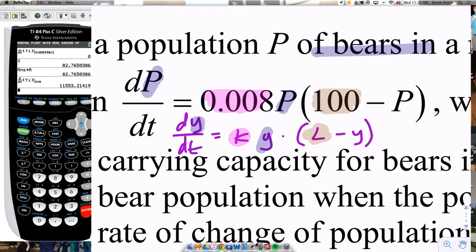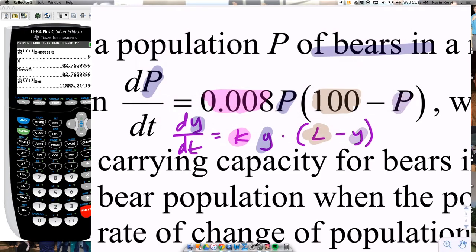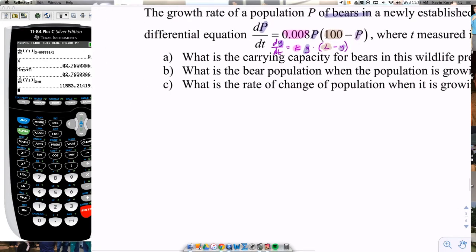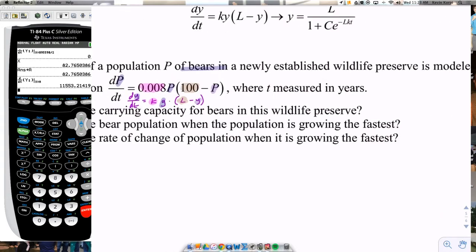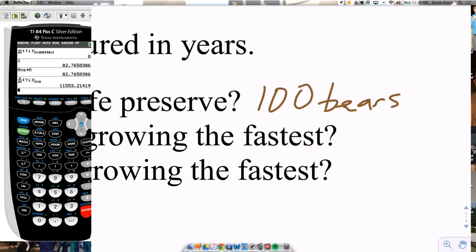So it does fit our model. Okay? So k is 0.008 and L is 100. All right. So let's look at the questions here. What is the carrying capacity for bears in this wildlife preserve? 100. 100 what? Bears. Always put units on your final answer.